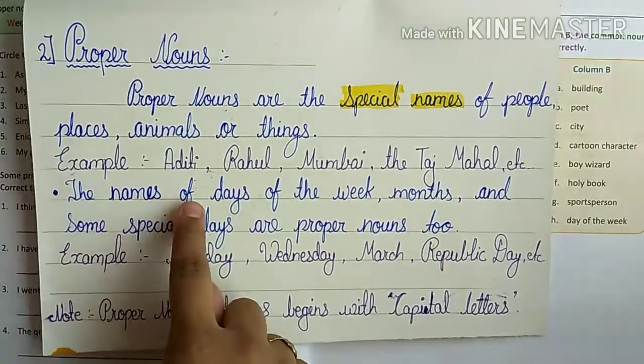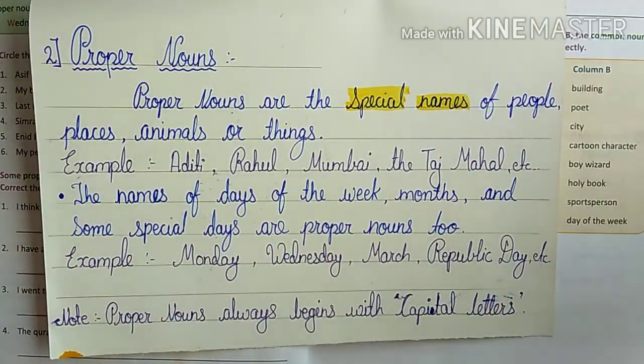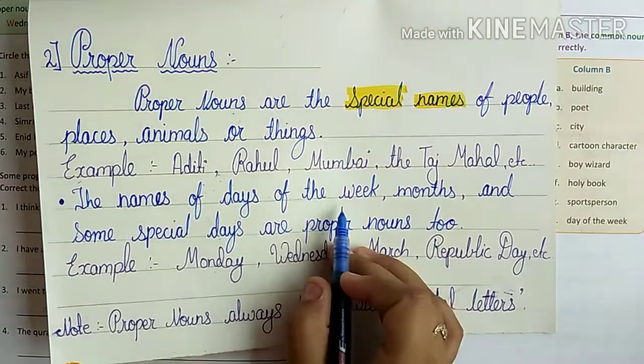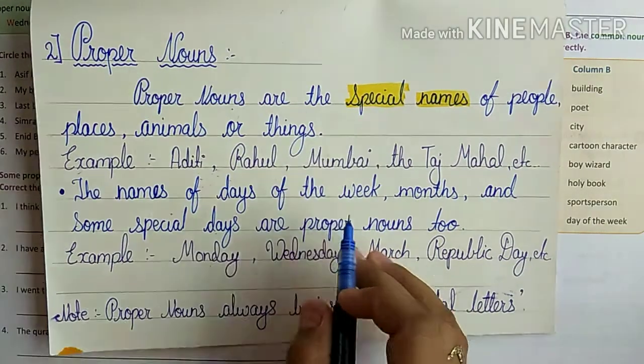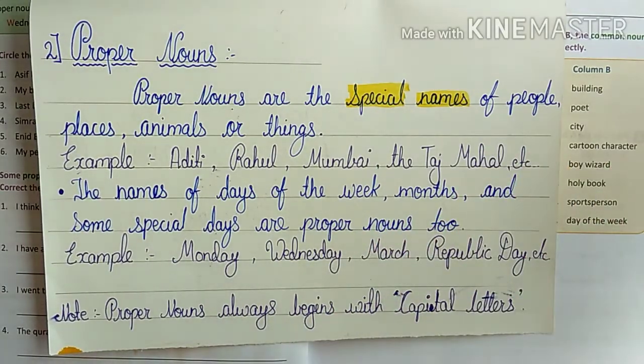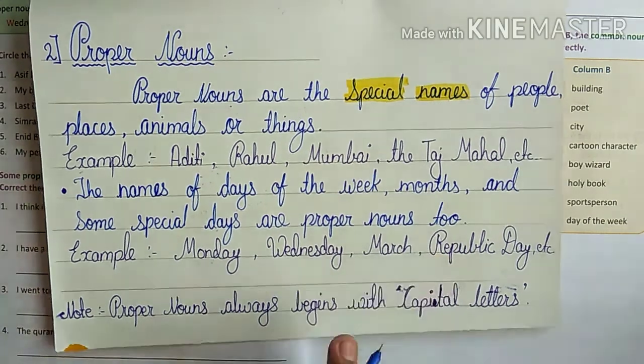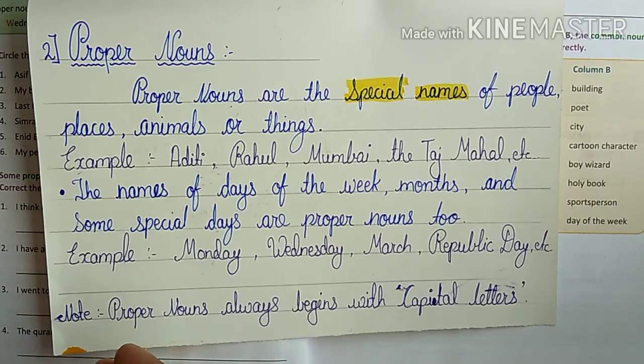See, the name of days of week, month and some special days are proper noun too. Din means days of week, Monday, Tuesday, Wednesday, Thursday. These are also proper nouns. Months, January, February, March, April, May, June, July. All the names of months are also proper nouns. Some special days like Republic Day, Independence Day, Gandhi Jayanti, Janmashtami, Diwali, Holi, these all are also proper nouns. Understood?